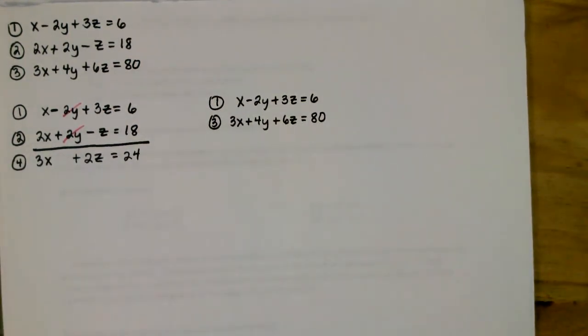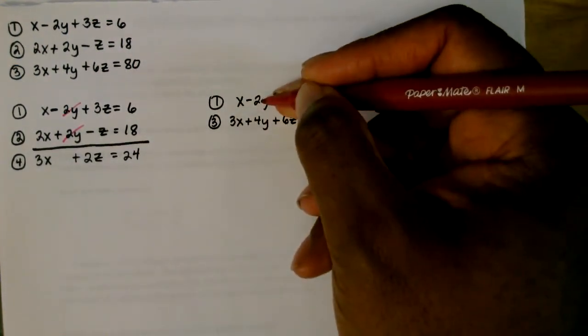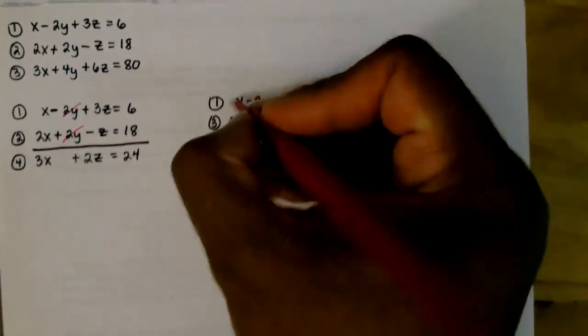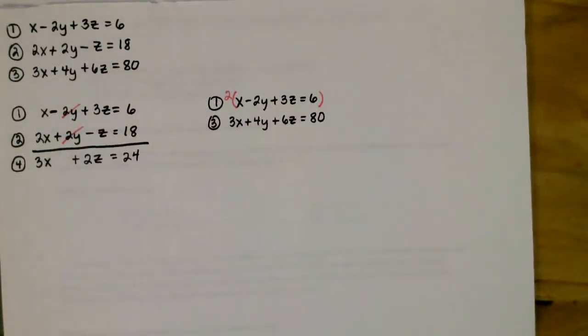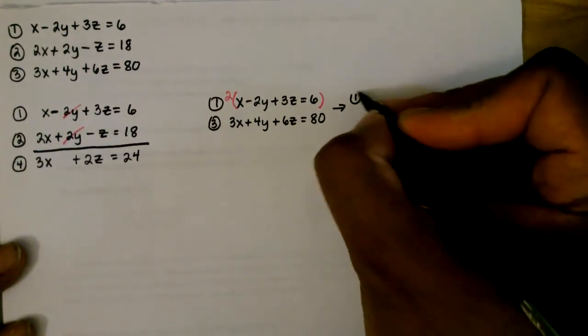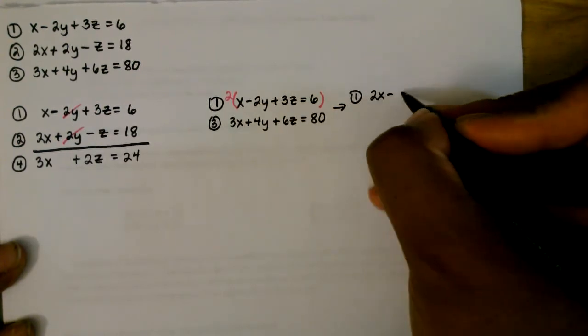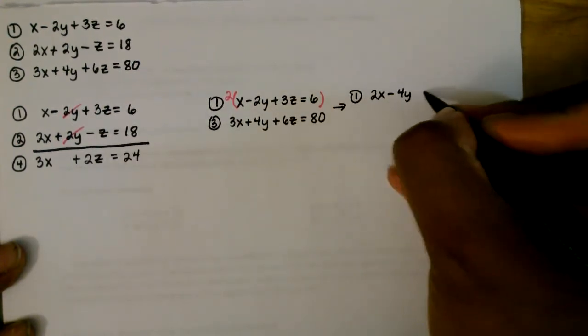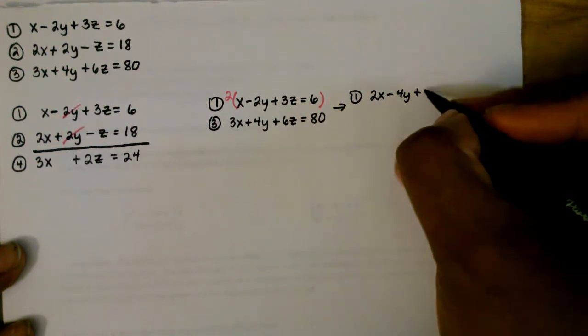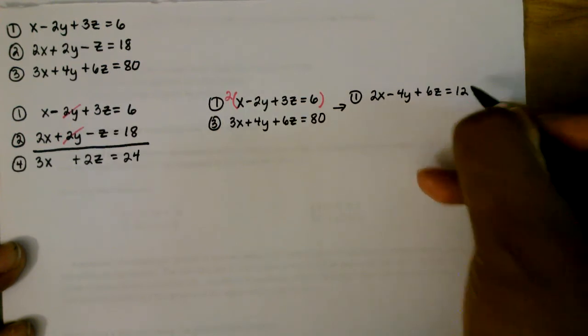Now, I have a minus and a plus here, but if I want the minus 2y to be minus 4y, I need to multiply that top equation by 2. And when I do that, this is what I will get for equation 1. 2 times x, that's 2x, minus 2 times y will be 4y, plus 2 times 3z, which is 6z, that's equal to 2 times 6, which is 12.